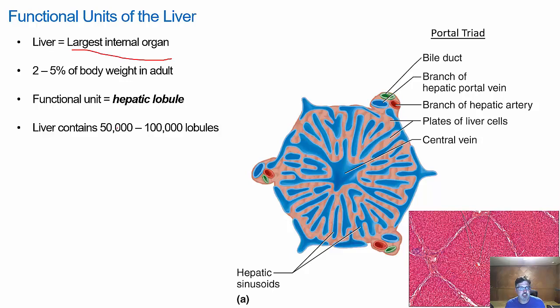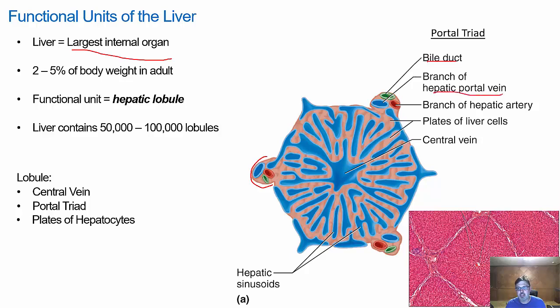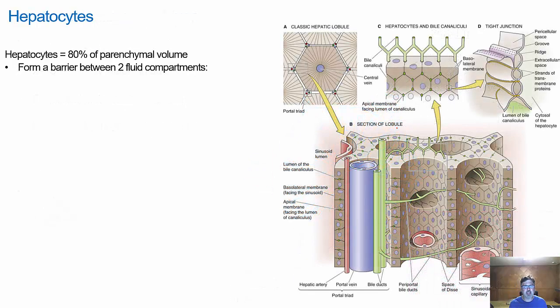Now, to understand the organization of what we like to think of as a classic lobule, we can see in the middle we have this central vein. And around the central vein, we have these plates or rows of hepatocytes. At the lateral, distal edges here, we have these groups of 3, what we call portal triads. Each portal triad has, of course, a branch of the bile duct, a bile ductule, a branch of the hepatic portal vein, along with a branch of the hepatic artery. And so this would be the basic design of a hepatic lobule.